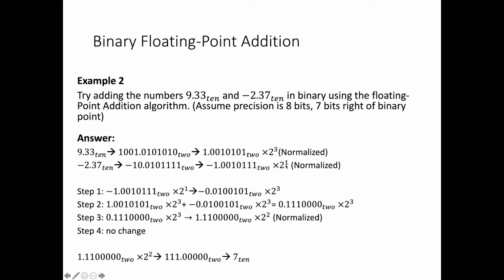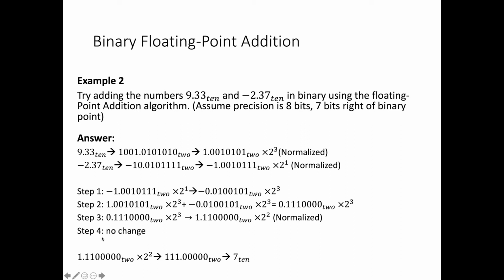So 2 to the power 1 is the smaller exponent. We should shift the whole number to the right and make the same exponent. After we have the same exponent, then we can do the summation. So after we add the two numbers, we get this one. And step 3, we should normalize this summation. Since it has leading zeros, we should shift this number to the left and decrease the exponent. Then we get 1.11 times 2 to the power 2.